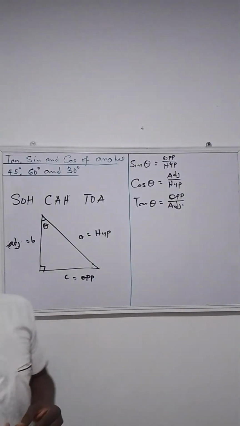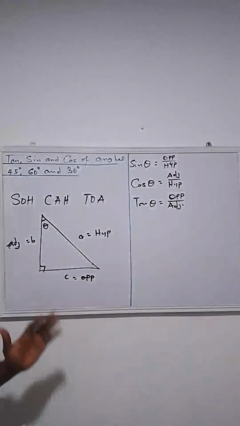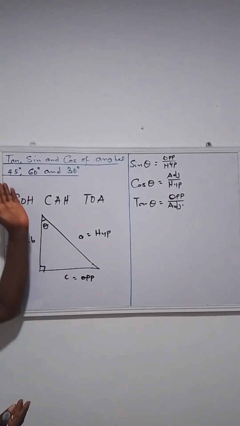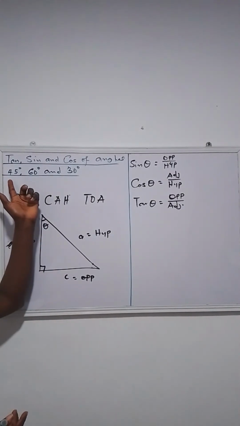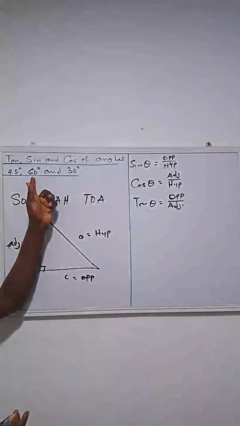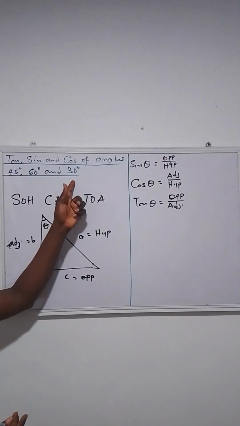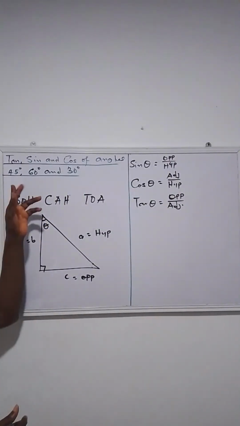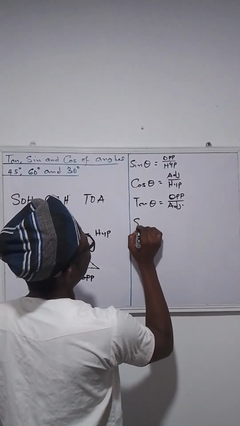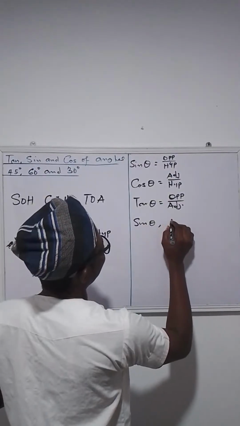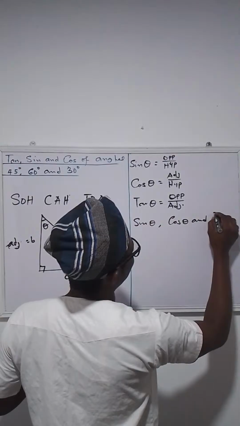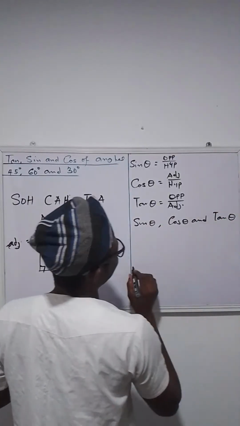Okay, good. Now we want to look at tan, sine, and cos of the following angles. We call them special angles: 45, 60, and 30. All right, so I'm starting with angle 45. So sine theta, cos theta, and tan theta.